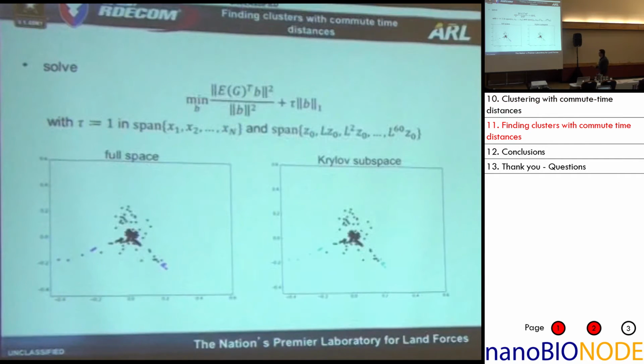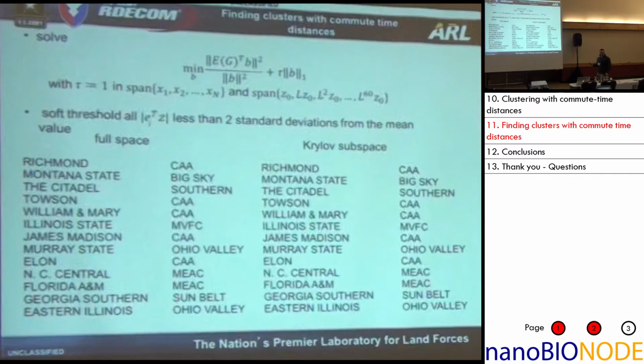So let's look at solving this equation with a regularization factor of 1 in the full dimensional operator and the reduced dimensional Krylov subspace operator of dimension 60. We get exactly the same results. Well, that's good, but what do the results mean? We're finding exactly what we expect to find. Look at all these schools. They're all FCS schools.